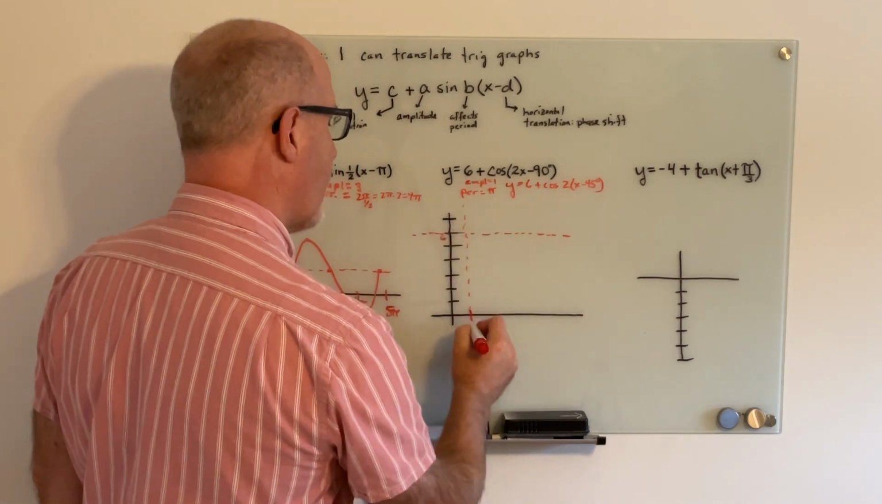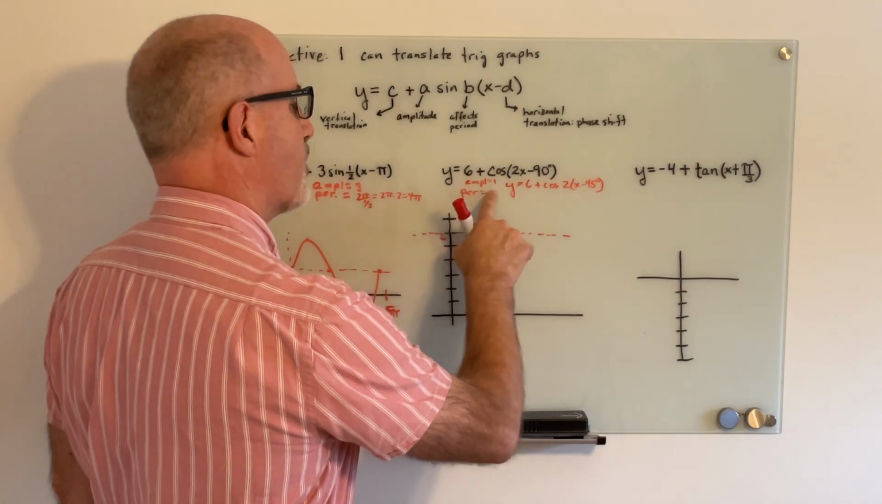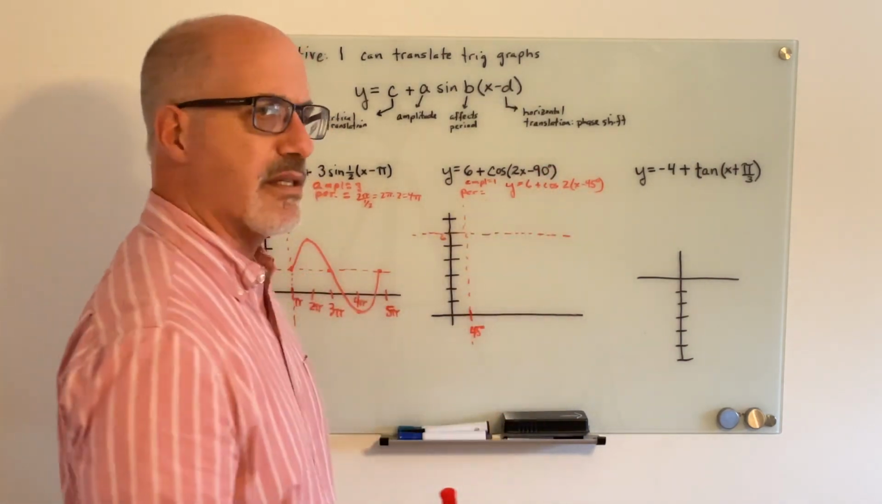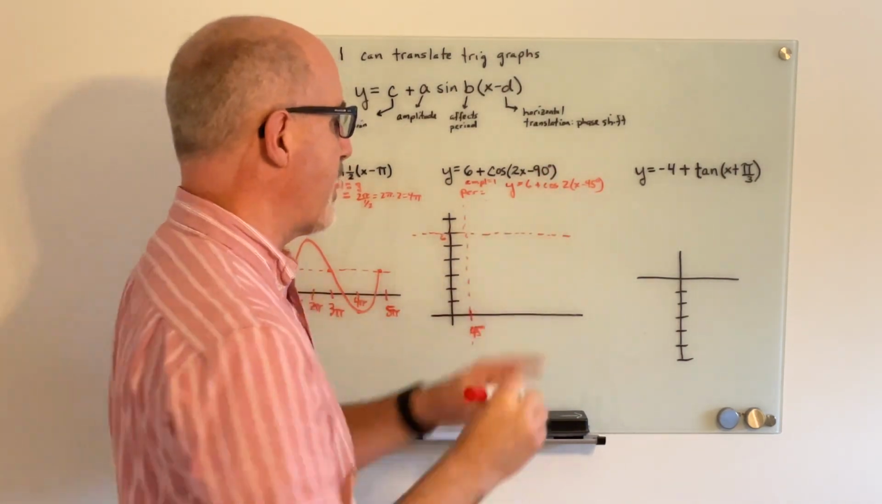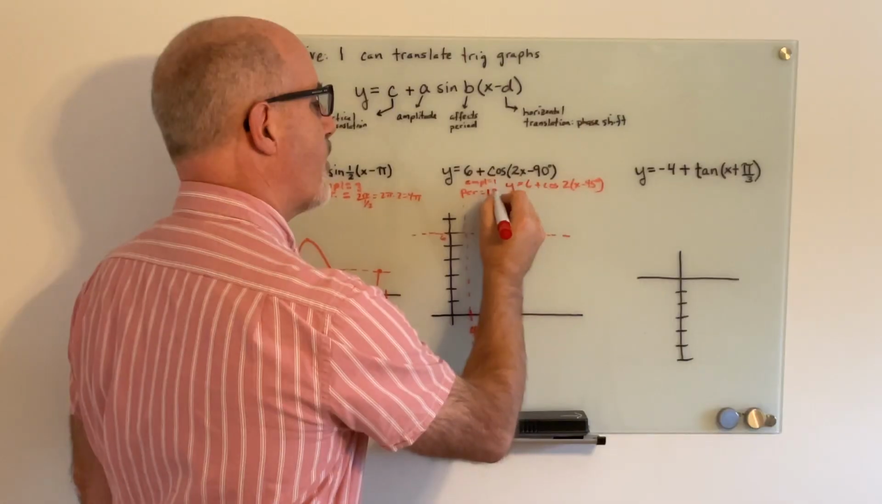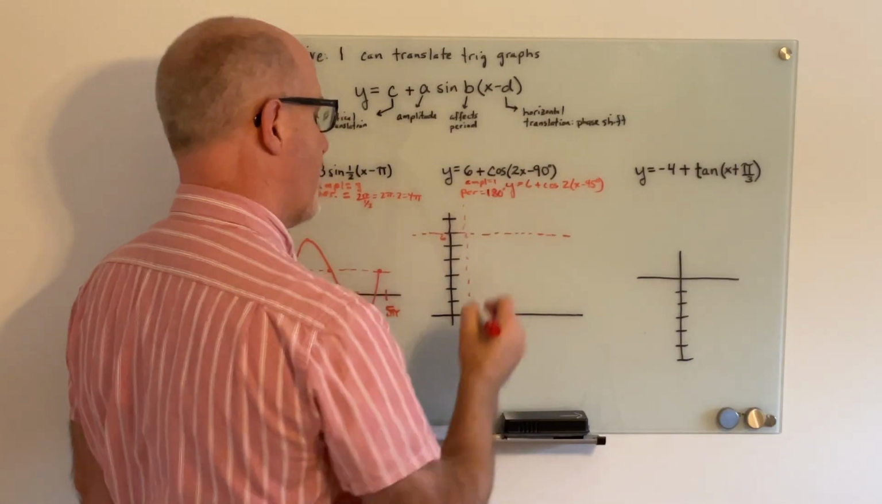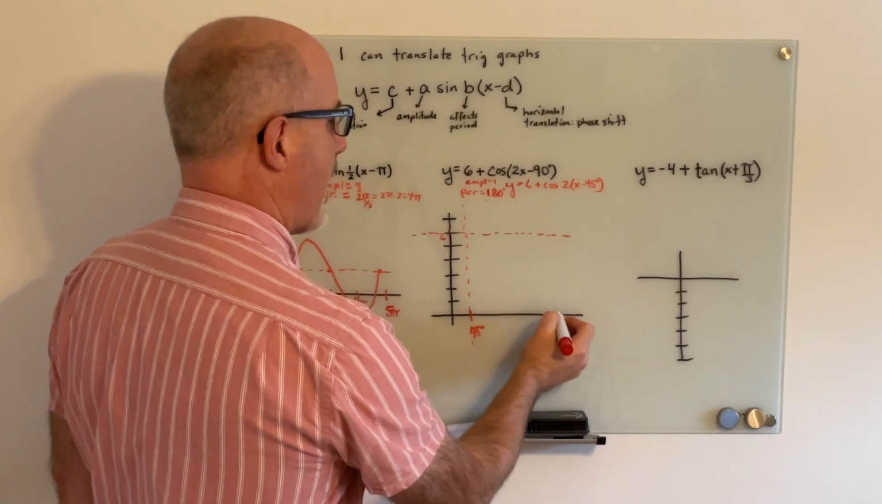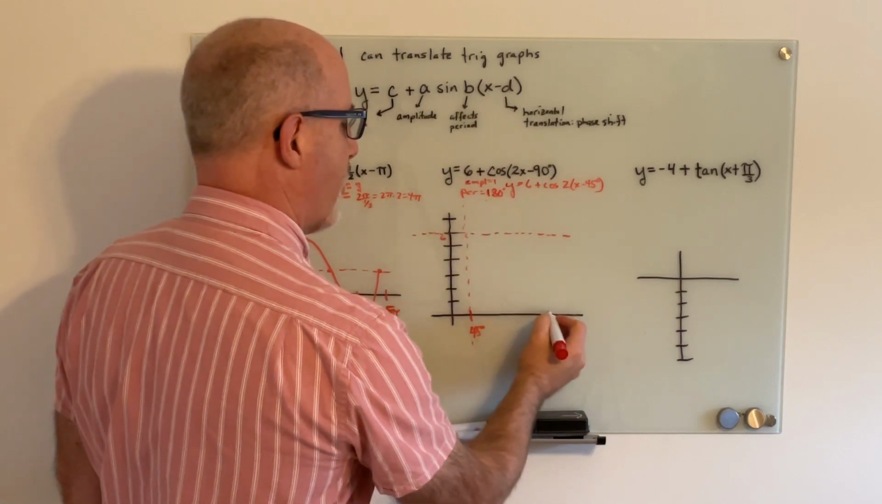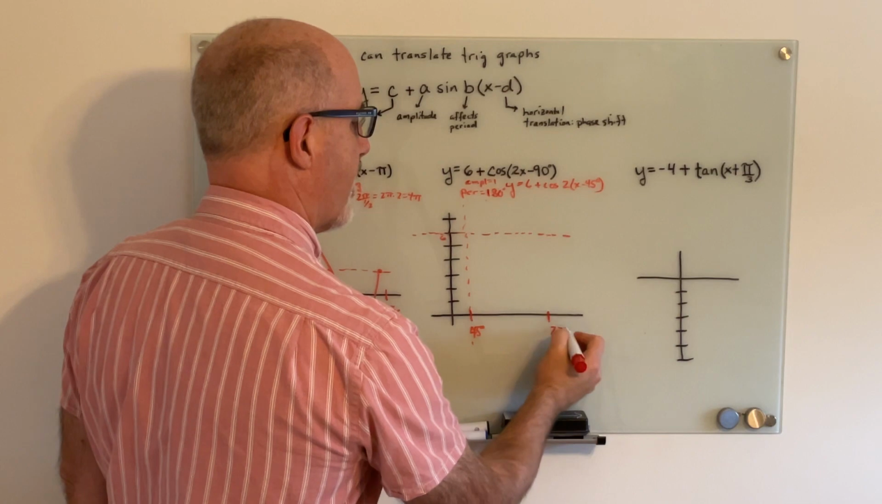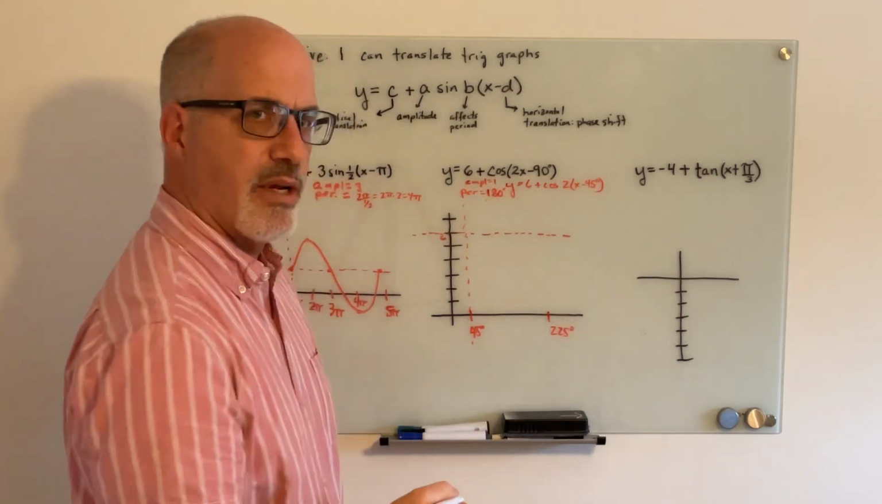Now I need to go back. I said my period was pi, but since it's in degrees, I'm going to take 360 and divide by that 2. My period's going to be 180 degrees instead. So I'm going to go one full period past it. 180 plus 45 will give me 225 for the end of my period.